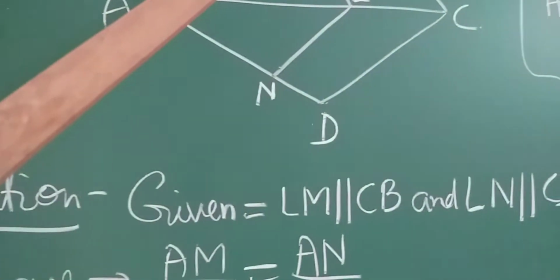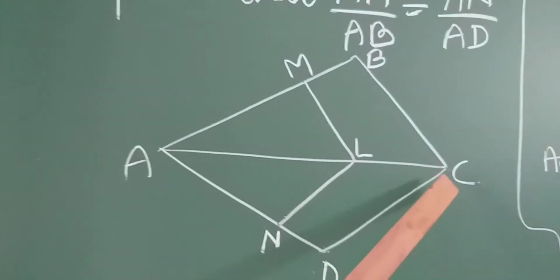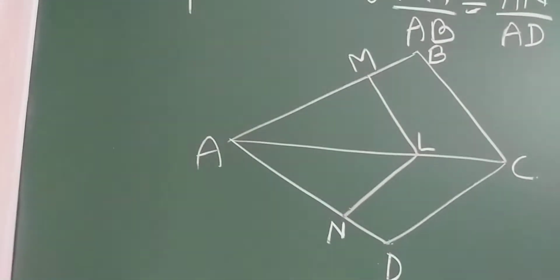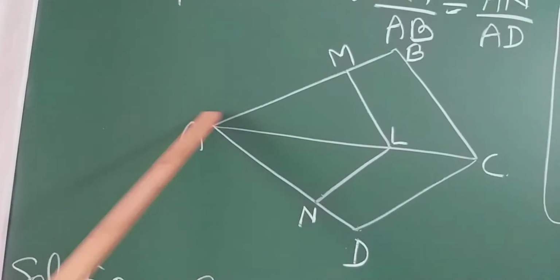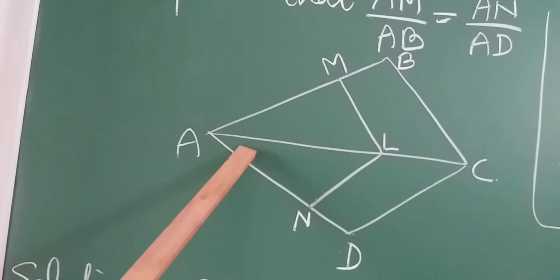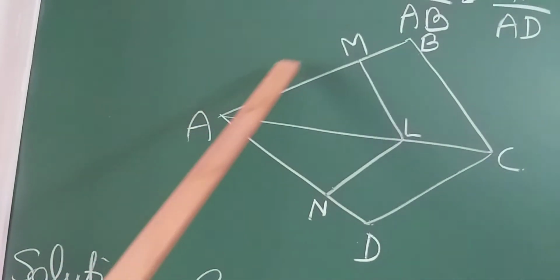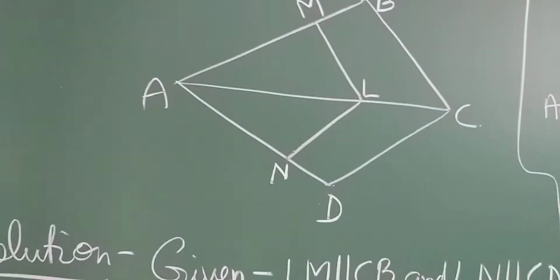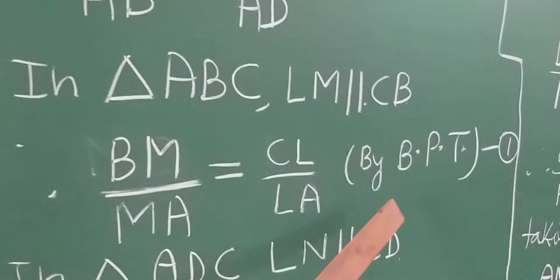In triangle ABC, LM parallel to CB. So now, students, we are going to use BPT here. So we can write BM upon MA equals CL upon LA. Okay, students. Or we can write AM upon MB equals AL upon LC. So, students, I have written here BM upon MA equals CL upon LA by BPT, question 1.